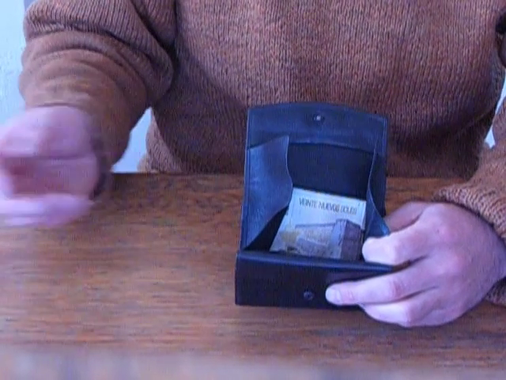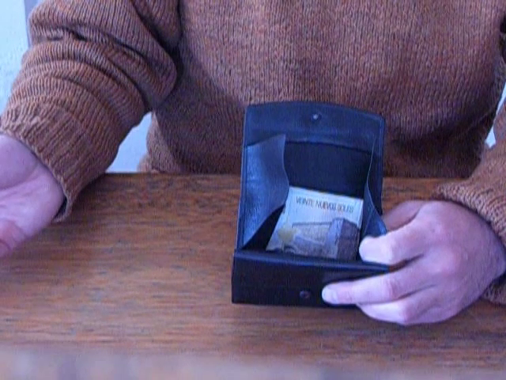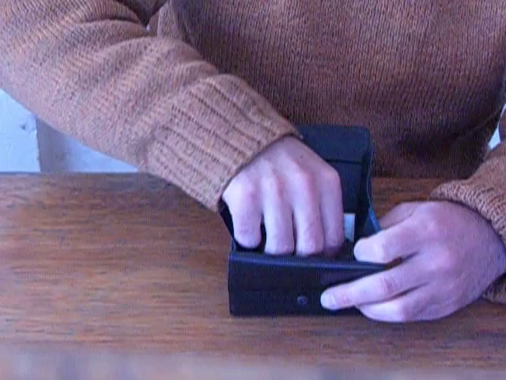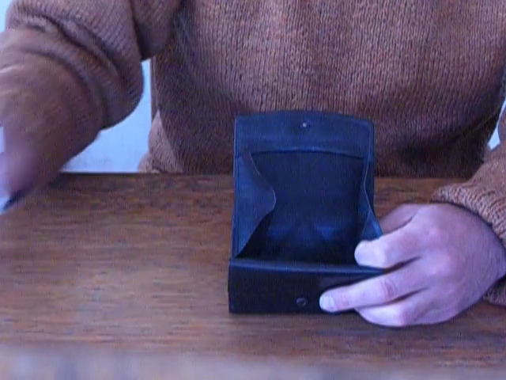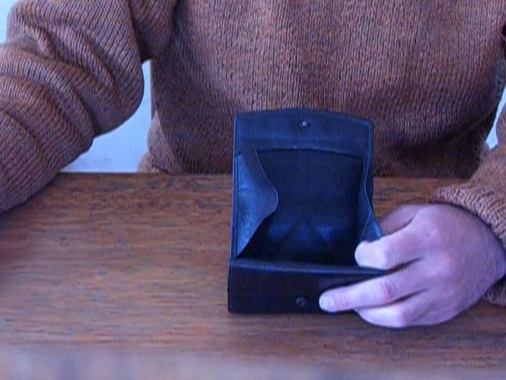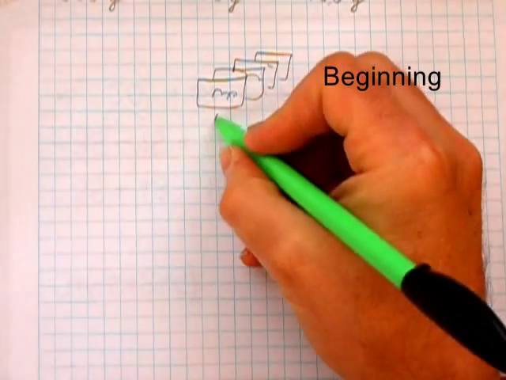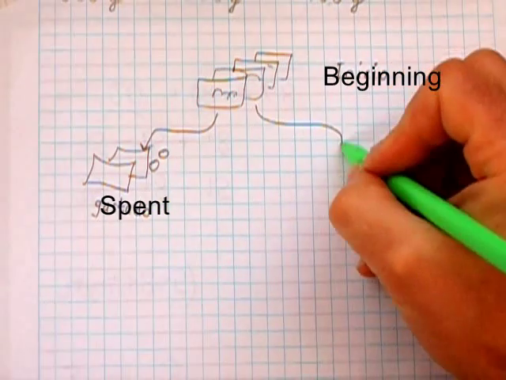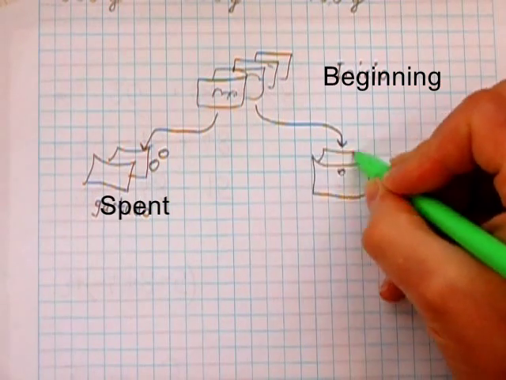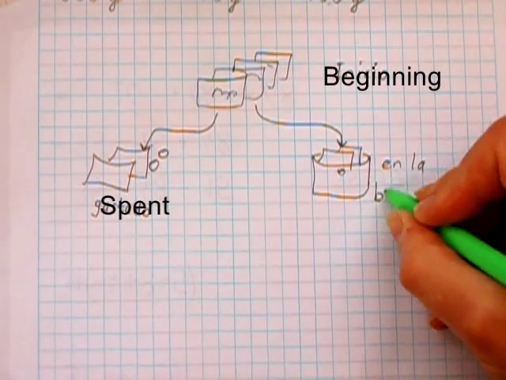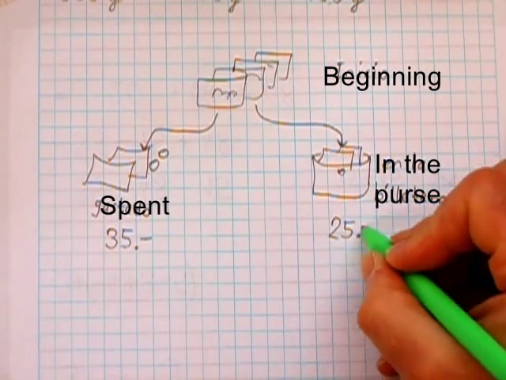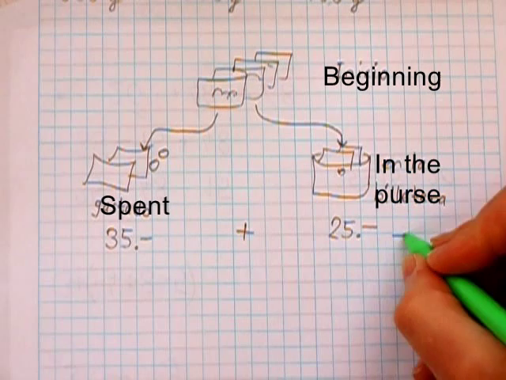Is the whole the $35 we spent? This cannot be either, because if we had spent the whole, we would have spent everything, including this $25. So the whole must be what we had initially. One part of that we spent at the grocery store, and the other part is here in our purse. So we calculate the whole by adding the two parts. Before we went shopping, we had $60.